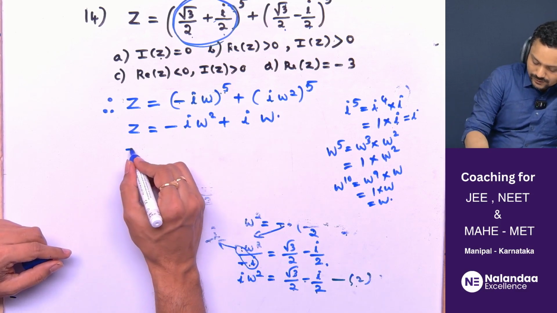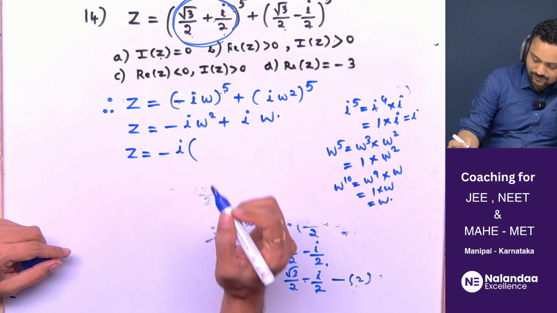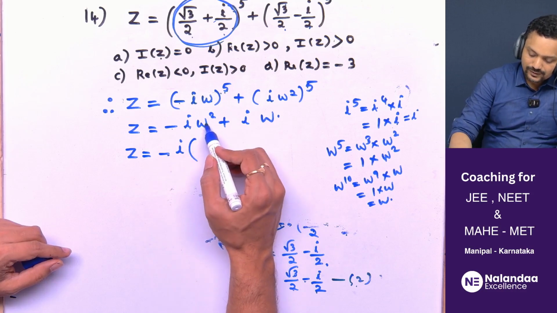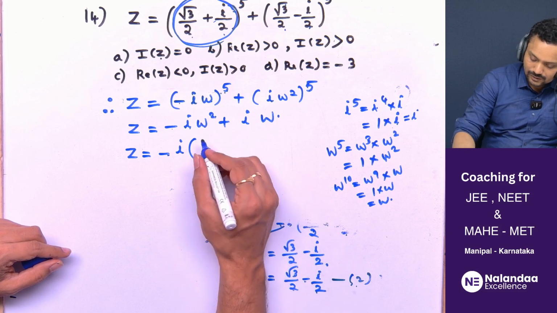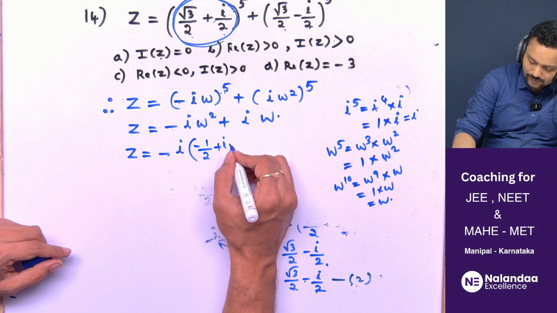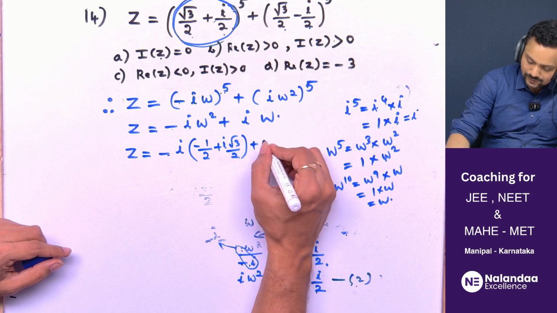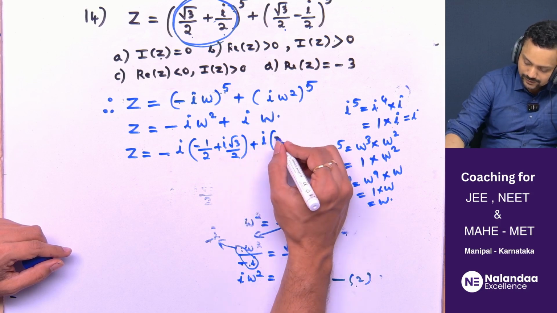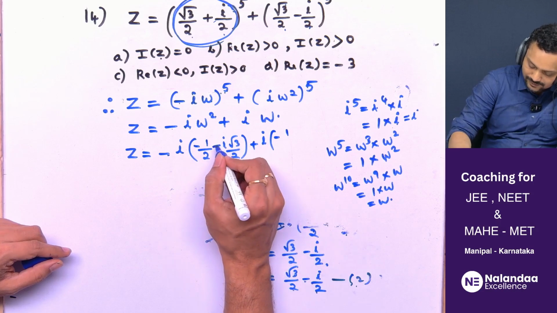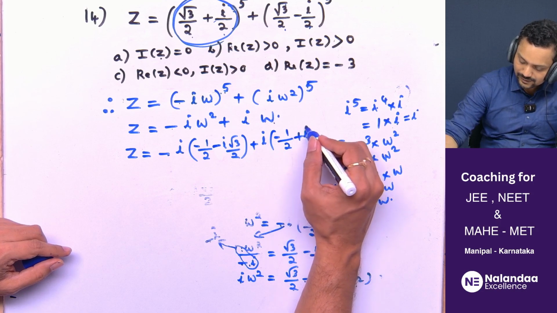Yes. So now students, z is equal to, now I will finally do the final round of simplification, minus i. Let me write it as it is. Now I will substitute what is omega square now. Now, we know omega square is minus half plus i root 3 by 2, plus i into omega. Omega square is minus half minus i root 3 by 2, omega is minus half plus i root 3 by 2.